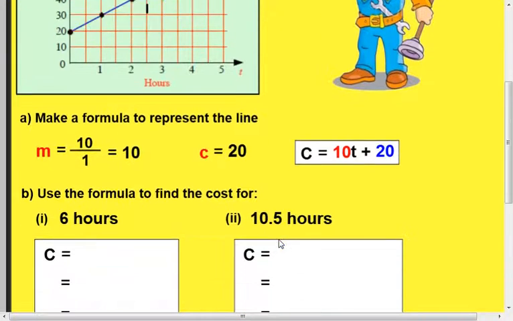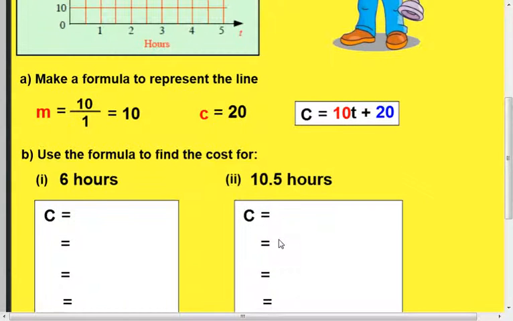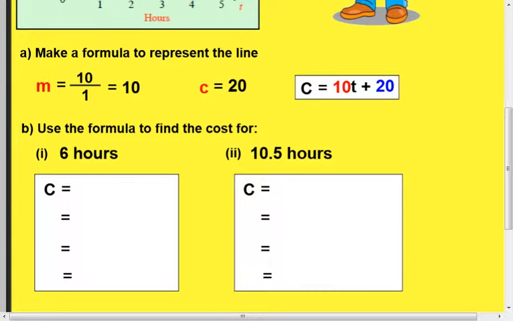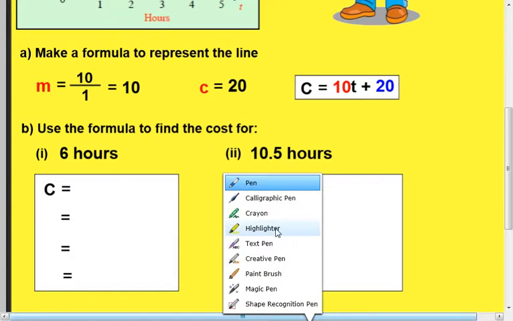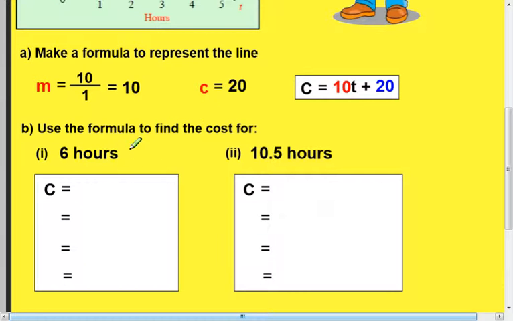Okay, part B, use the formula to find the cost for 6 hours. So really what you're doing here is a bit of substitution. We're saying work out C when T is equal to 6 and when T is equal to 10.5. Let's put in the 6 for T first of all. Again, we need to understand what the 10 does to the T. And in algebra, when you've got a number in front of a letter, it's a multiply. So we're really doing 10 lots of 6 and adding on 20.